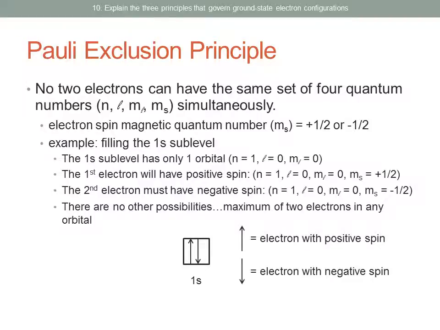This is why, as we have already learned, there can only be a maximum of 2 electrons in any orbital. Because if you were to have a third electron, then the set of 4 quantum numbers would be exactly the same, and that is not allowed.